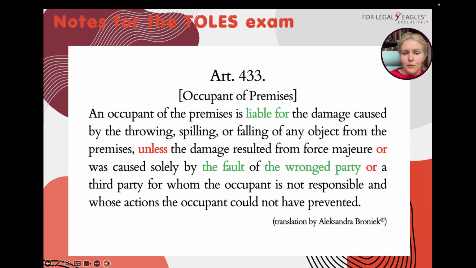Article 433 of the Polish Civil Code also sets out exceptions. You can say either exceptions to this rule, or you can say exemptions from this rule. One of the exemptions from this rule is when the damage resulted from force majeure. So even if you are the occupant of the premises and in principle you are responsible for the safety of the persons who are your guests, you will not be held liable for the harm that they suffer if the damage resulted from force majeure.